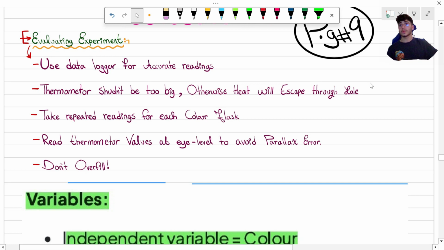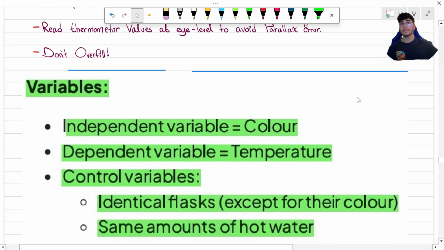Now, evaluating this experiment, we should use a data logger for accurate readings, and the thermometer we use when performing this experiment should not be too big, otherwise heat will escape through the hole. We should take repeated readings for each color flask to avoid one error. We should read the thermometer values at eye level, perpendicular, to avoid parallax error, and not overfill the flask. Keep the volume of all flasks the same.